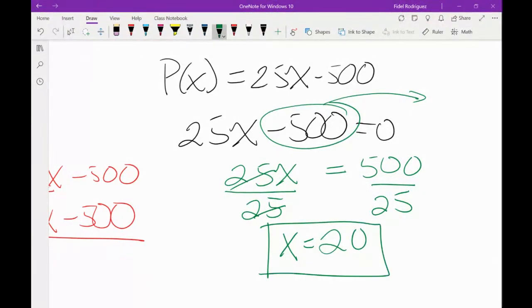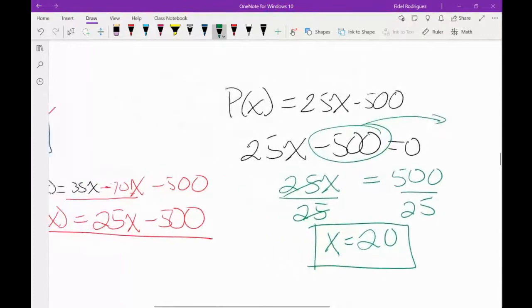So what does this mean? This means that if I sell exactly 20 headphones, I don't make any money. In order for me to make money, I have to sell more than how much? More than 20, right? I have to make and sell more than 20 headphones in order for me to make any money at all. So that's our break-even point.